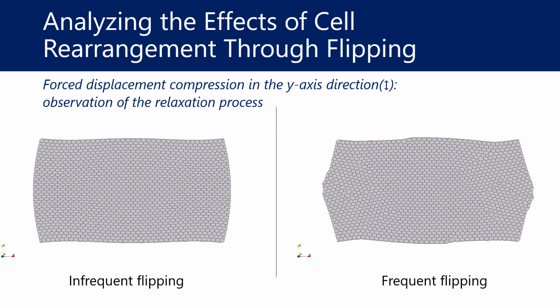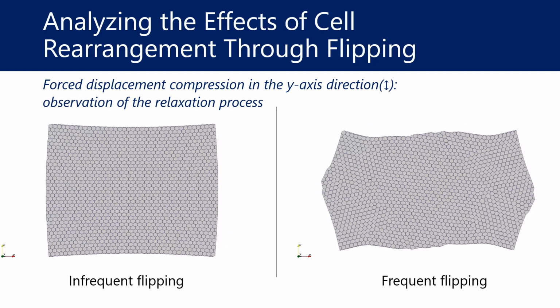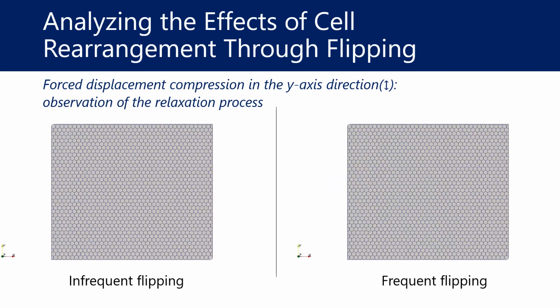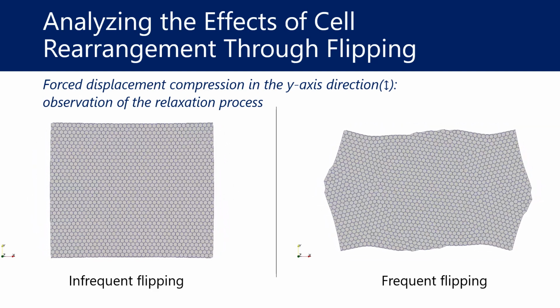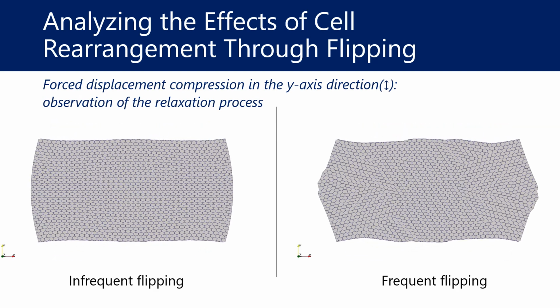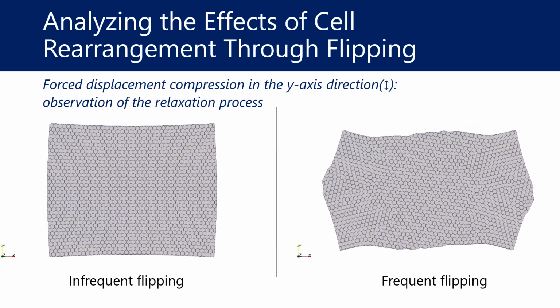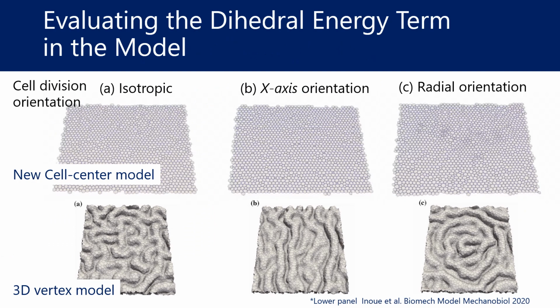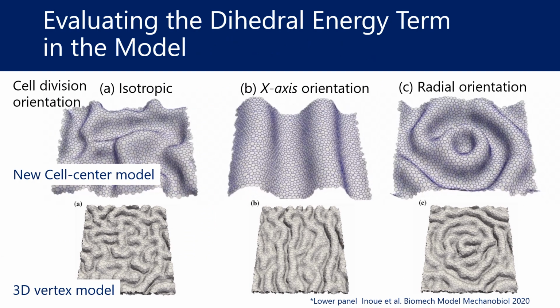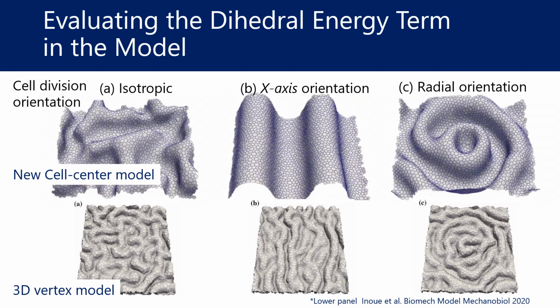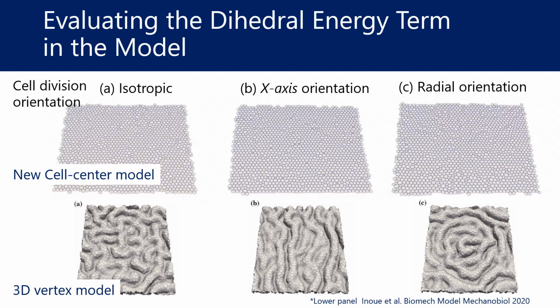The focus was on differences in time variation of two-directional strain within the plane and the final shape of the cell sheet. Through this approach, the model could represent both elastic and plastic deformation based on the frequency of cell rearrangement. The model developed in the study does not include a parameter for sheet thickness. Instead, it utilizes a dihedral energy term to account for sheet stiffness effects.